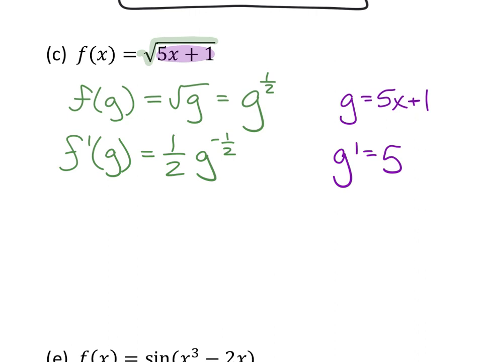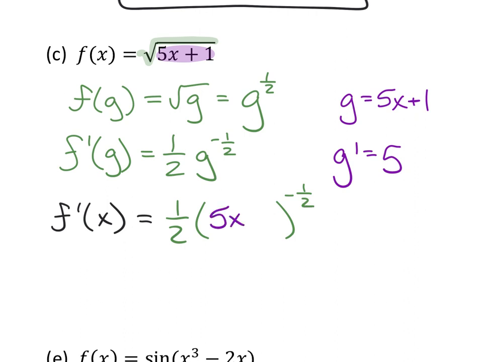So we put it back together. With the way I've been doing this, I'm not going to clean it up and get rid of my exponents being fractions or negative until the very end. This is f prime of x, which means I put everything back together: 1/2, open parentheses for g, negative 1/2 power, and g is 5x plus 1. But all of that's going to have to be multiplied by 5.